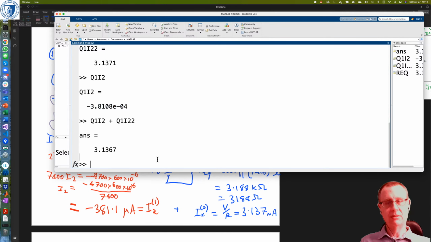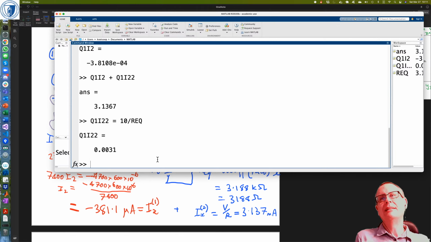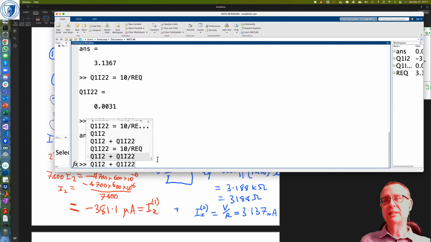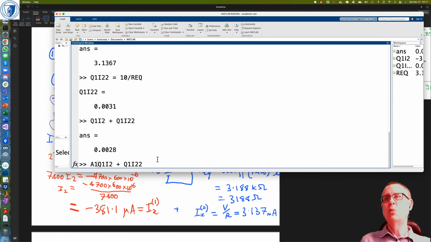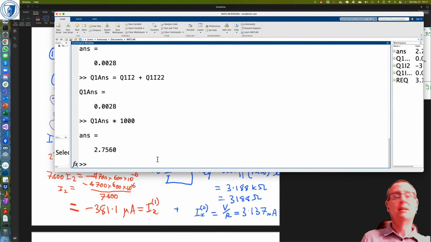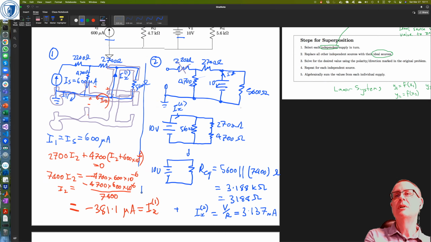Sorry, no, I got that wrong. Let's try that again. I should have done that so that I get it in amps, right? And then the summation is more like that. So the Q1 answer is that, and then I can multiply that by 1,000 to get the right, so 2.756.